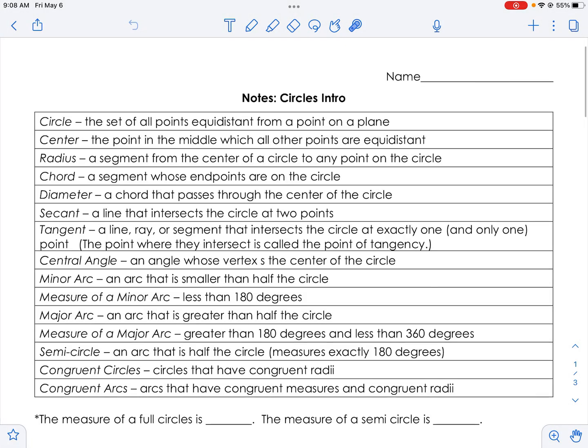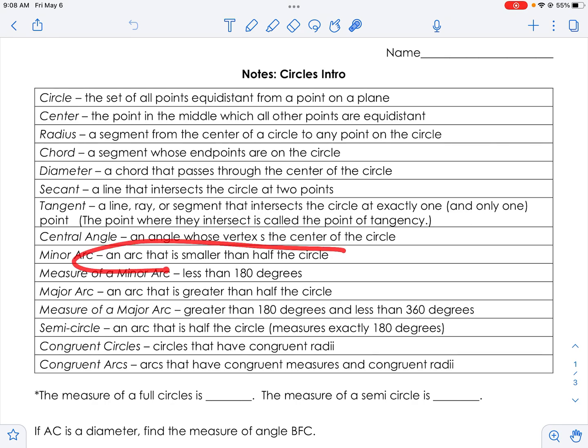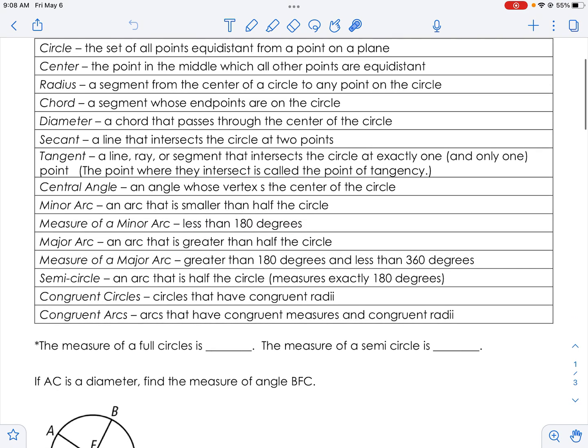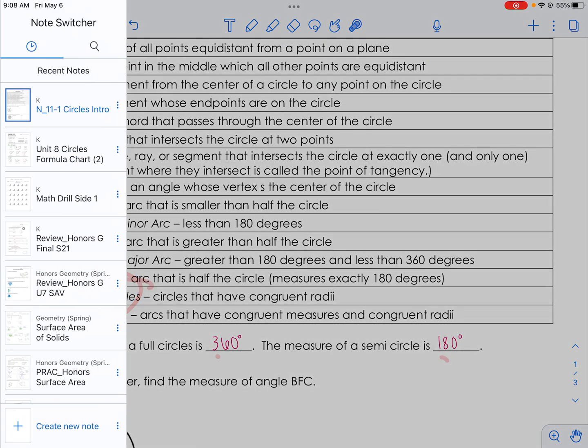So if we go back and take a look, a minor arc is an arc that's smaller than half the circle, and it has to be less than 180 degrees. If you think about it, a full circle is 360, so half of that would be 180. So a minor arc will be less than 180. A major arc should be more than 180 because it's major. And a semicircle is what we call the half circle. It's the arc that is half of the circle and measures exactly 180 degrees. And because we have these values, we can have congruent circles and we can have congruent arcs.